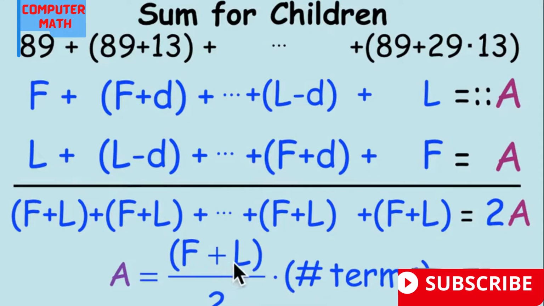By the way, the first term plus the last term divided by 2 is maybe more memorable if you remember that it's the average term. It's the average size term times the number of terms, and that's how you sum up an arithmetic sum.